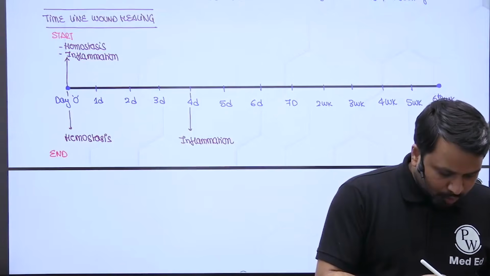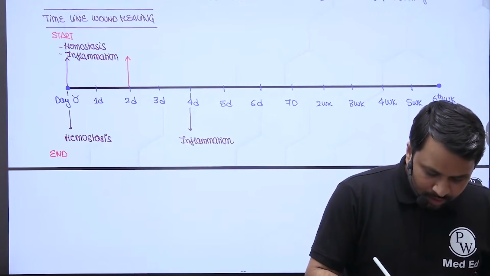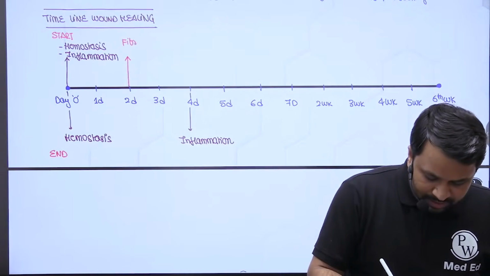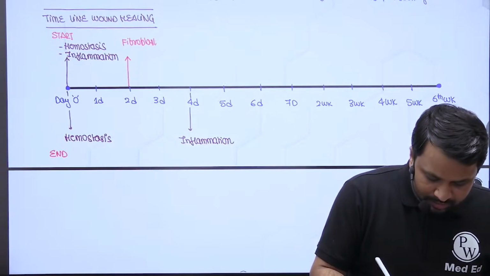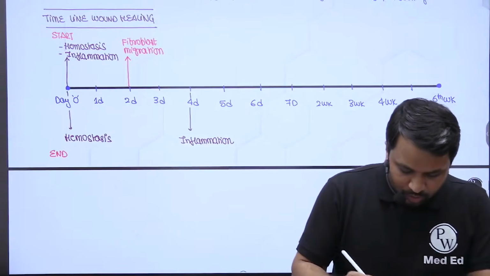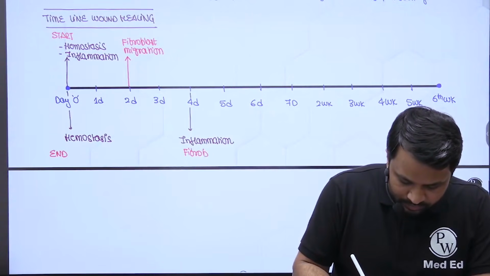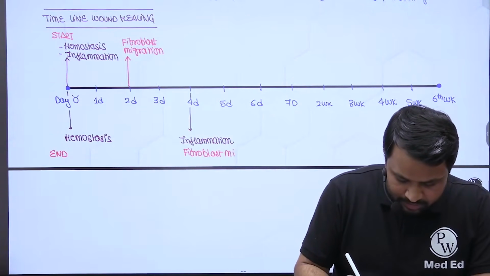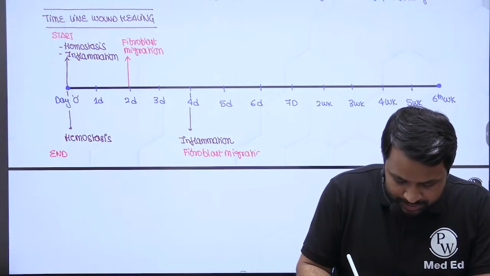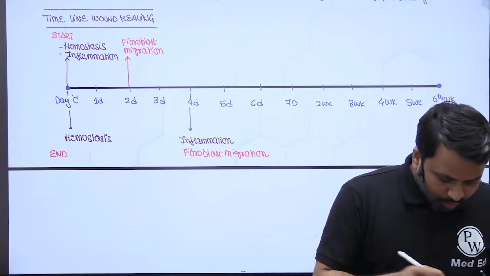On day 2, you will notice fibroblast migration would start. So on day 2, what is the event that you are looking at? It is the fibroblast migration. Now the fibroblast migration starts on day 2, but it is going to end on day 4. Starts on day 2, ends on day 4, right? So what is going to happen on day 3?